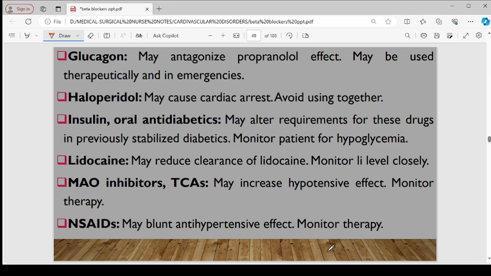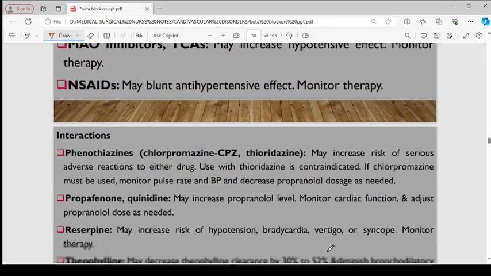In case of lidocaine, propranolol may reduce the clearance of lidocaine, so you have to monitor the lidocaine level closely. While in case of the monoamine oxidase inhibitors and the tricyclic antidepressants, they may increase hypotensive effect, so you have to monitor the therapy. For the NSAIDs, they may blunt the antihypertensive effect, so you have to monitor the therapy.